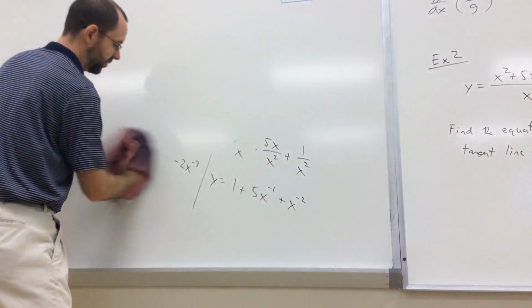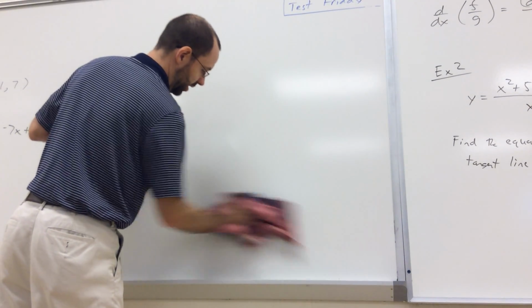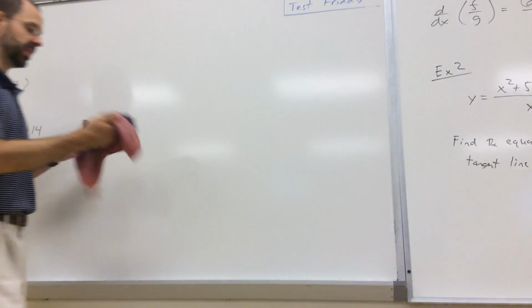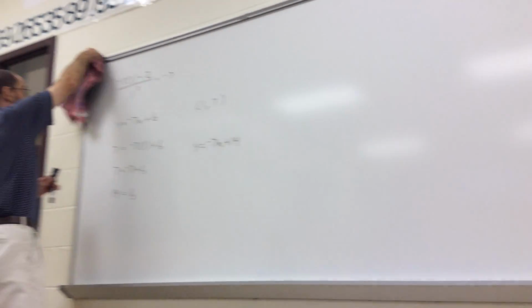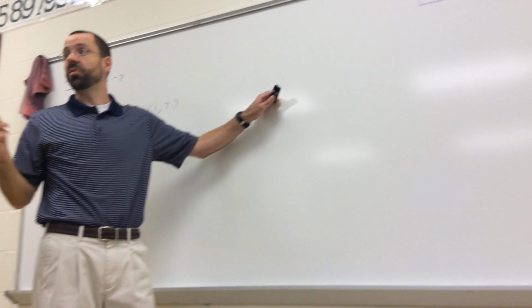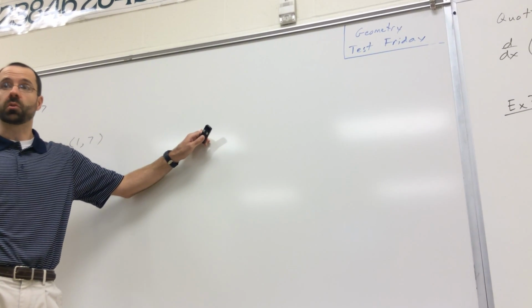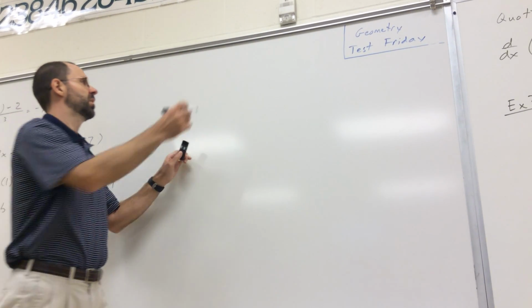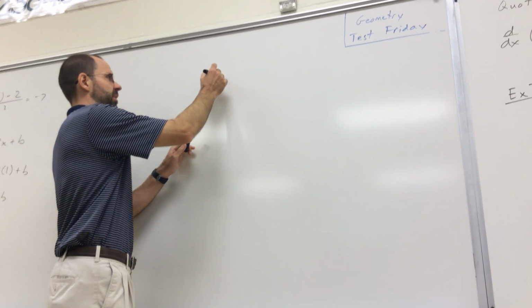Okay, so the big topic for today was how to take the derivative of a formula that's two things multiplied. That's the product rule. And then how to take the derivative of two things divided. That's the quotient rule.